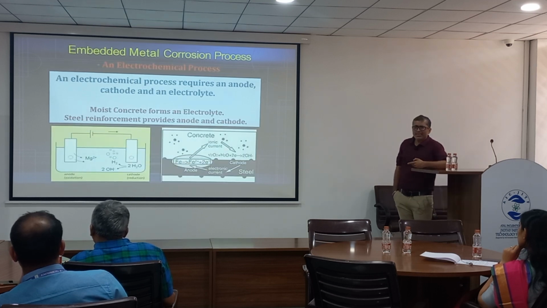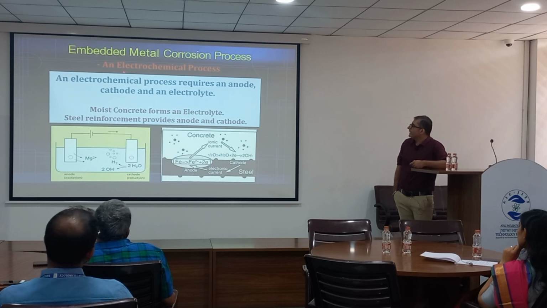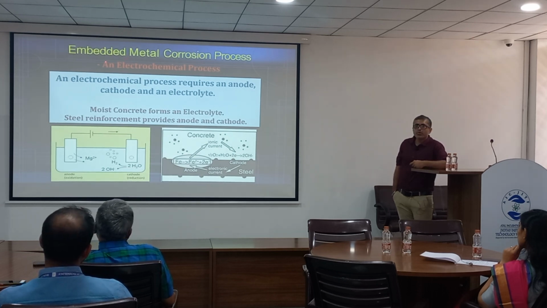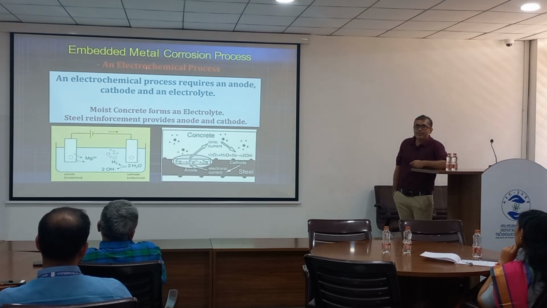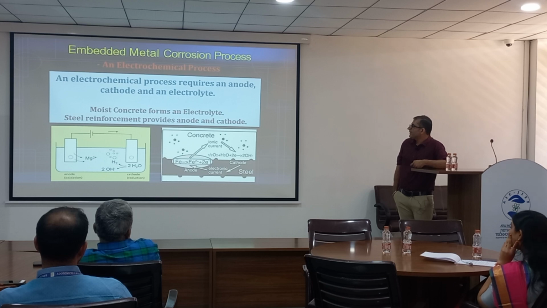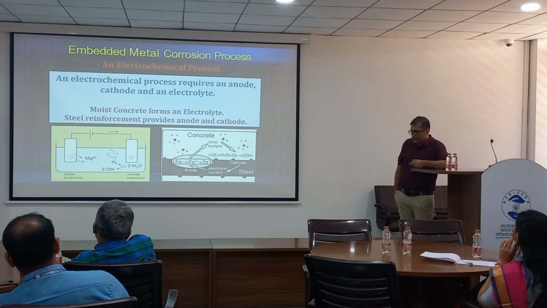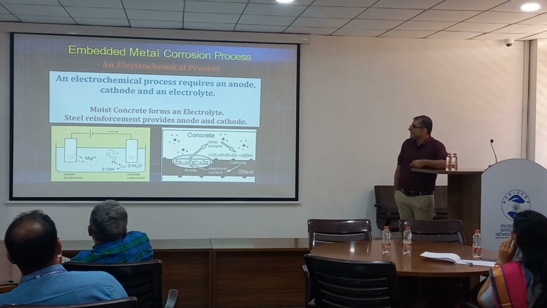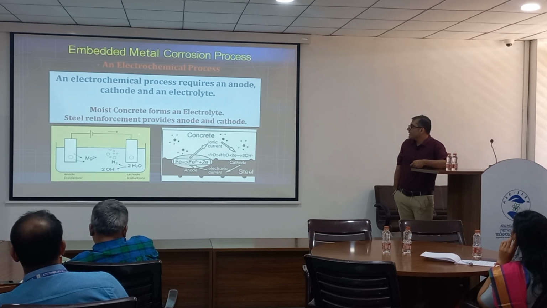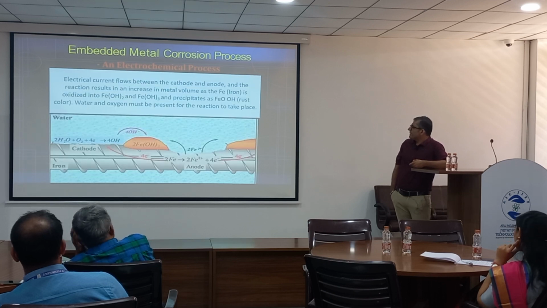I don't want to go much into detail. Everybody understands that corrosion as a whole is an electrochemical process. Some chemical changes also happen, and in addition to that, a movement of electrons generally occurs. Moist concrete is an electrolyte. The electrolyte acts as a catalyst, moving the electrons from anode to cathode. I think I have told this, so I'll skip it.